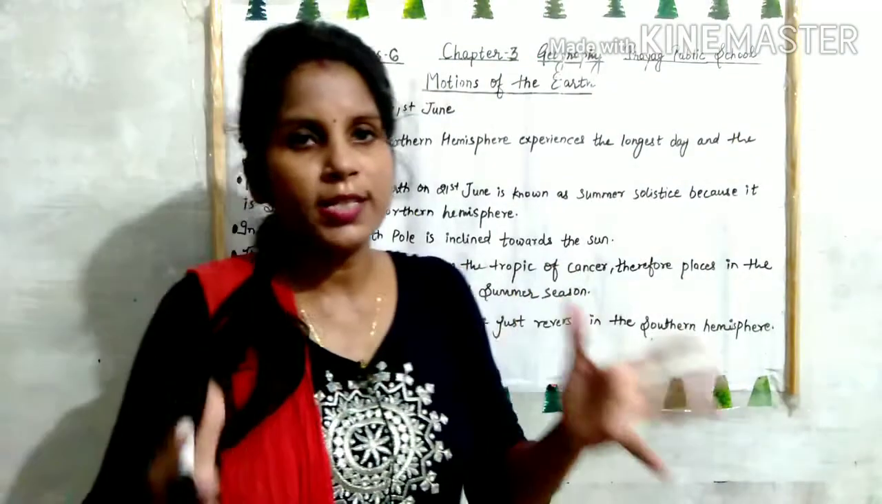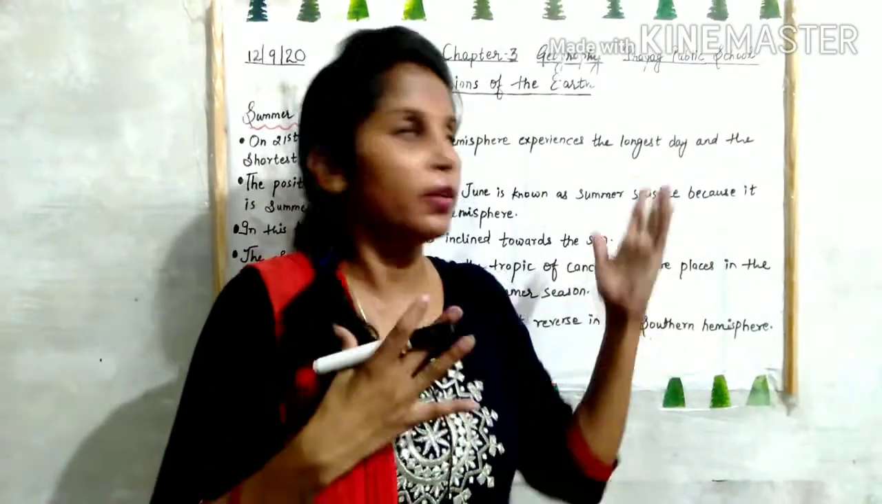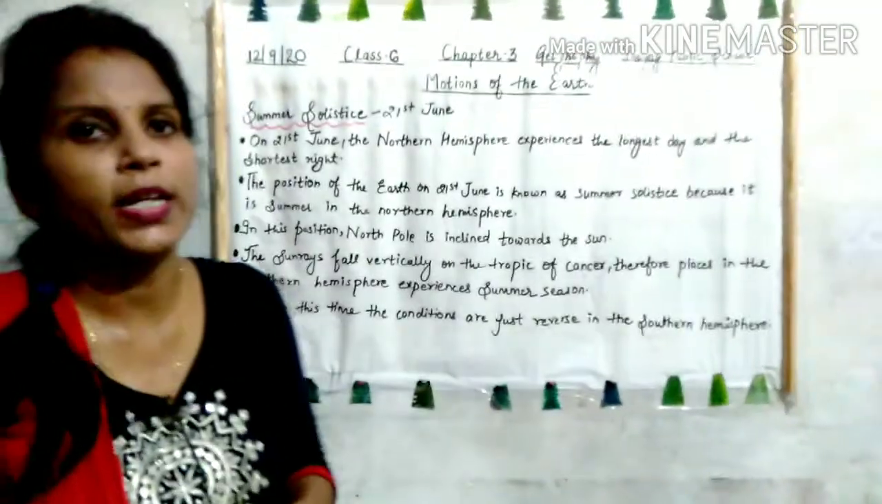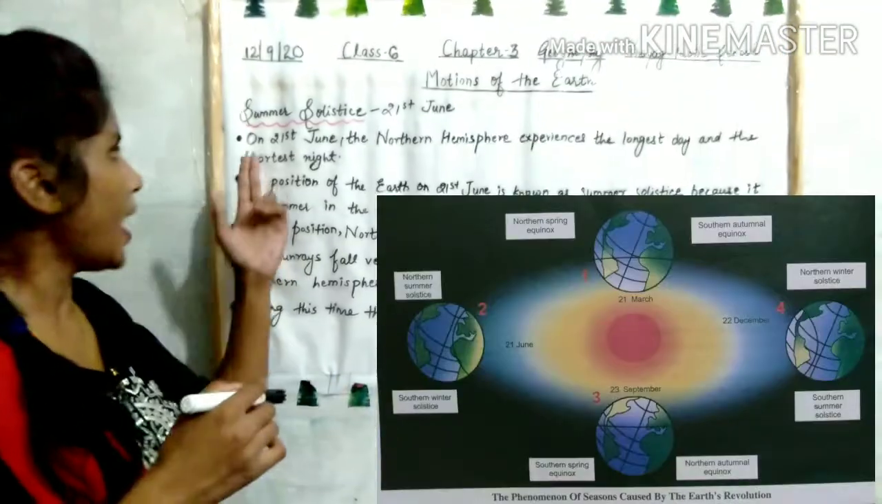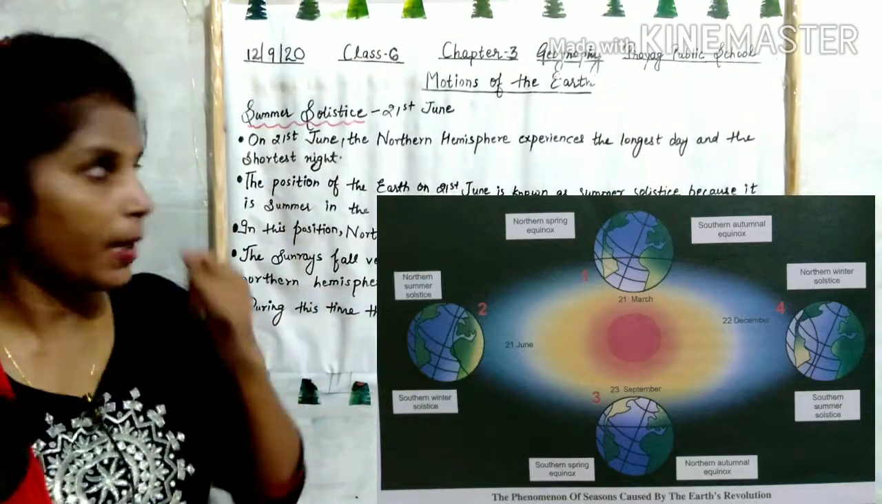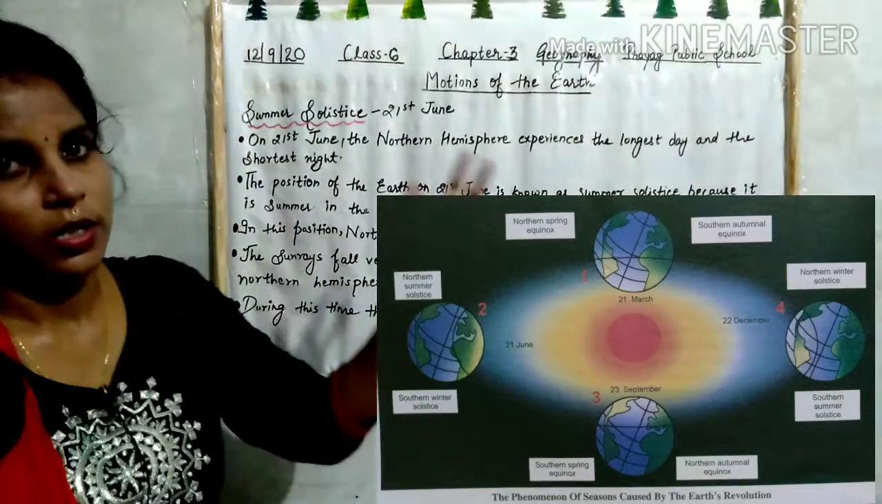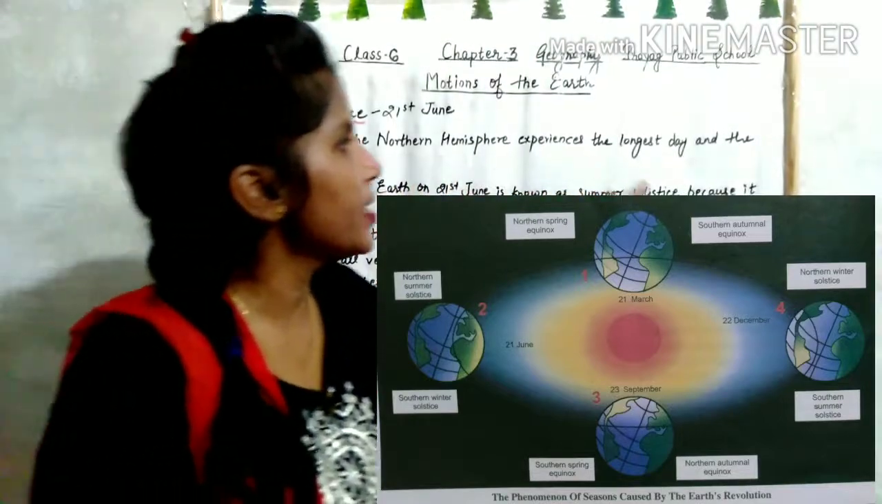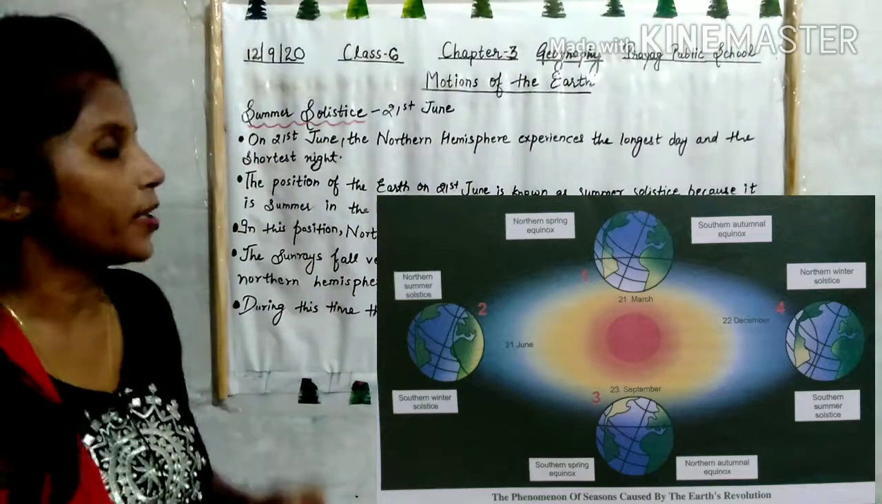As you can see in the figure, if you look at the figure clearly, it occurs on 21st June. And what happens on summer solstice? What are the points? Let's take a look. First, on 21st June, the northern hemisphere experiences the longest day and the shortest night.